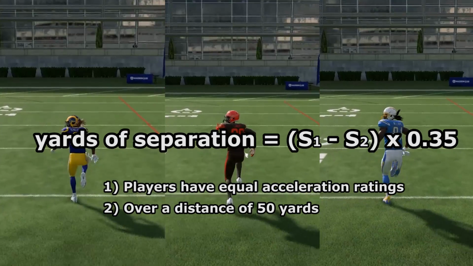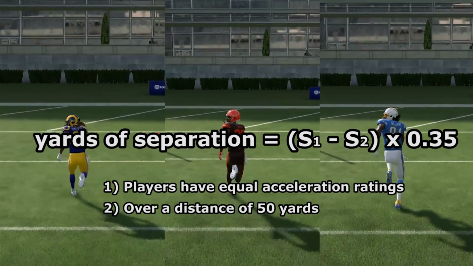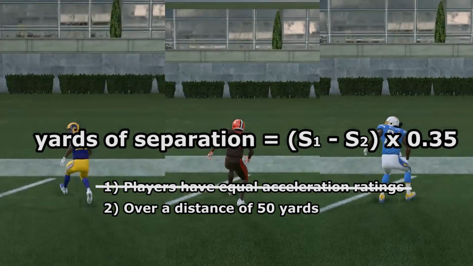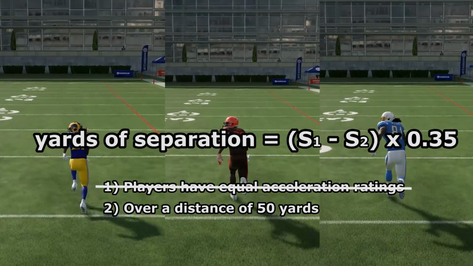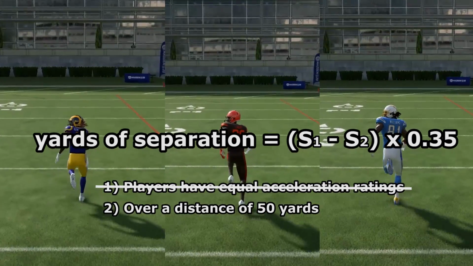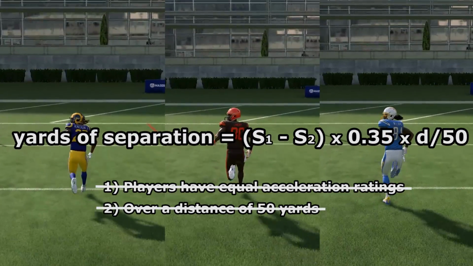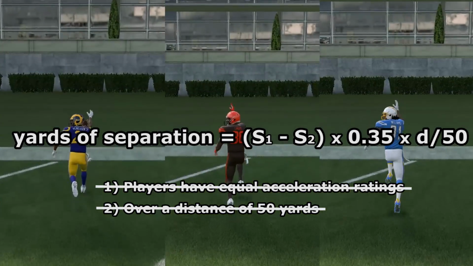Remember, one of our assumptions for using that equation was that the 2 players must have equal acceleration ratings. Now that we've shown acceleration ratings don't matter, we're no longer restricted by this assumption, and we can compare any players in the game. As for our final assumption that the distance covered must be 50 yards, we can simply incorporate this into our equation by multiplying what we already have by the term d over 50, where d is any distance measured in yards.